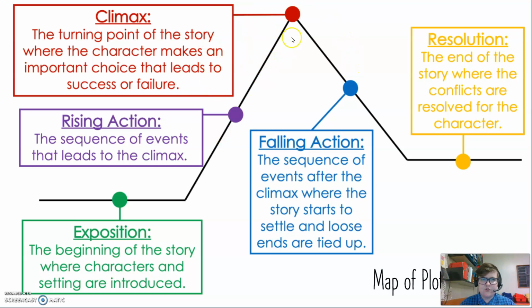Climax is where everything turns and changes. The character makes an important decision that leads to success or failure. Falling action is the sequence of events after the climax. Everything settles, loosens up, and then hits the resolution where things are resolved. And the resolution is at a different level than the exposition because the character has changed, things have changed, and it ends in a different place than it began.